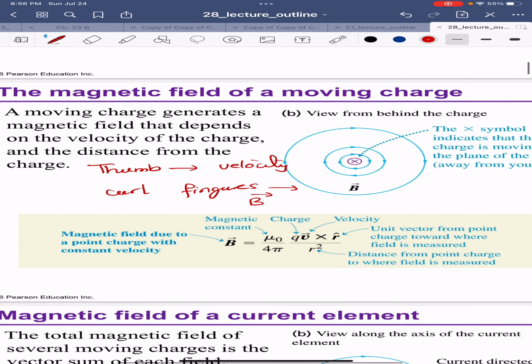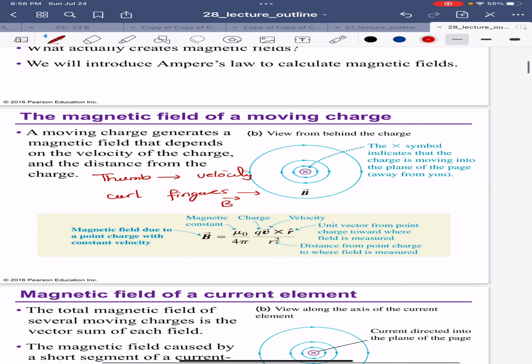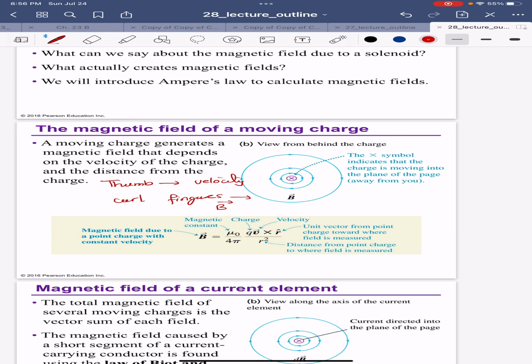Now the magnetic field due to a point charge with constant velocity is B equals mu zero over 4 pi. Mu zero, we call it the magnetic constant. It equals 4 pi times 10 to the negative 7. Q is the charge, v cross r hat, and r hat here is a unit vector from the point charge toward where the field is measured. And r is the distance from the point charge to where the field is measured.